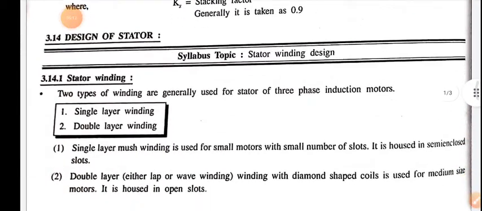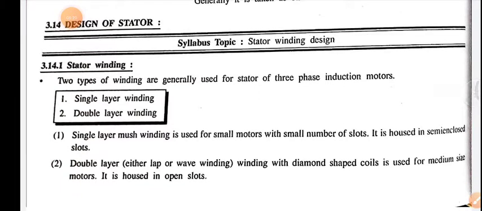We are going to start with the design of a stator that we have already covered once, but we are going to repeat it. So first of all, a stator usually consists of a stator winding and a stator core, that is the outermost covering that we call yoke.